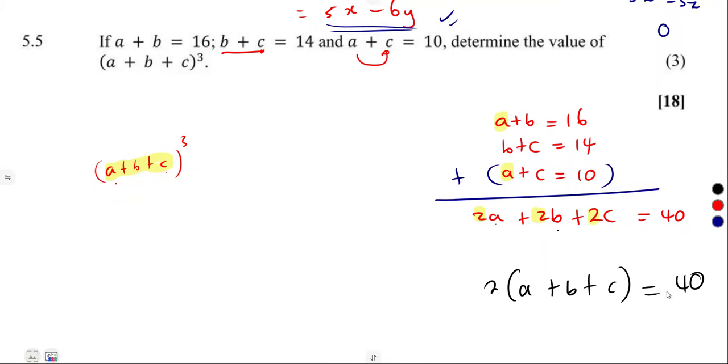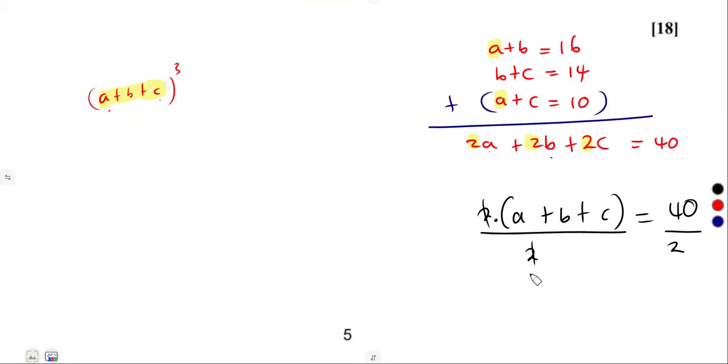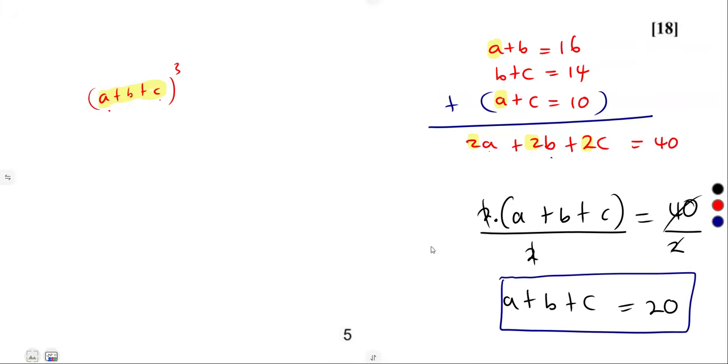So if this is equal to 40, what about A plus B plus C? This bracket, simply divide by 2. As you have got a product here, divide by 2. So you have the equivalent for A plus B plus C numerically. 40 divided by 2 is 20. So you have the numerical value for A plus B plus C.